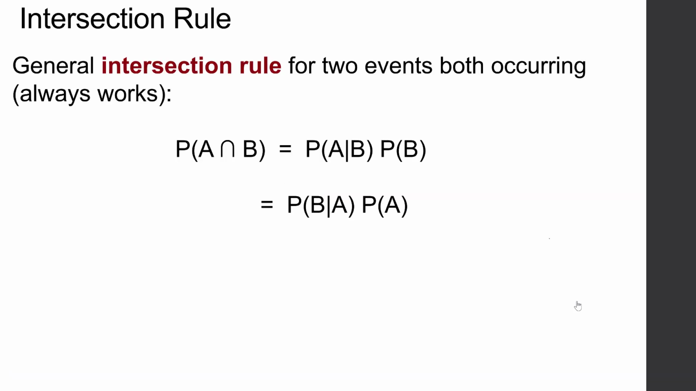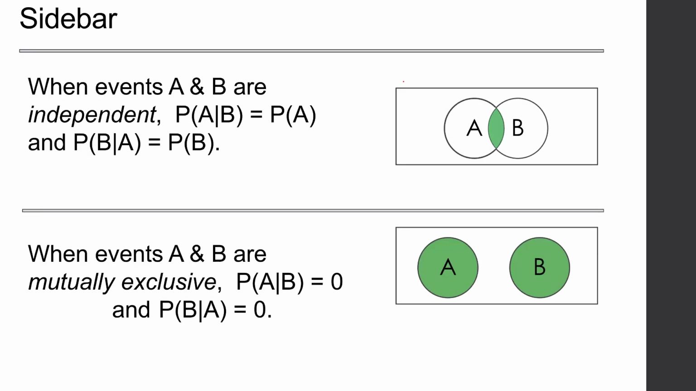All right, so now let's talk about the general intersection rule. So the intersection rule for two events both occurring, this always works whether they're independent or not, is the probability of A intersect B is the probability of A given that B happens. So that vertical slash means given, times the probability of B, or the probability of B given A times the probability of A. So that's your general intersection rule for computing your ands, your intersections.